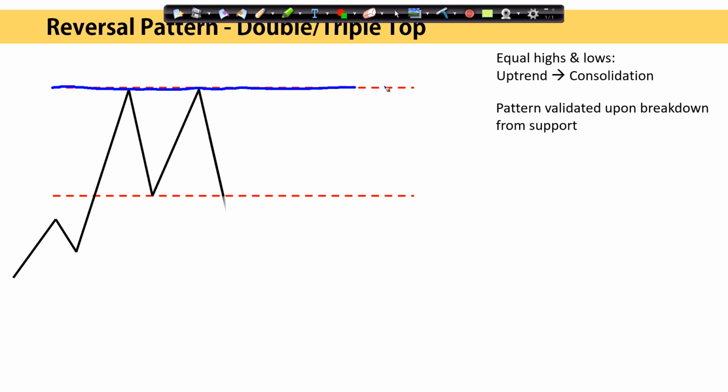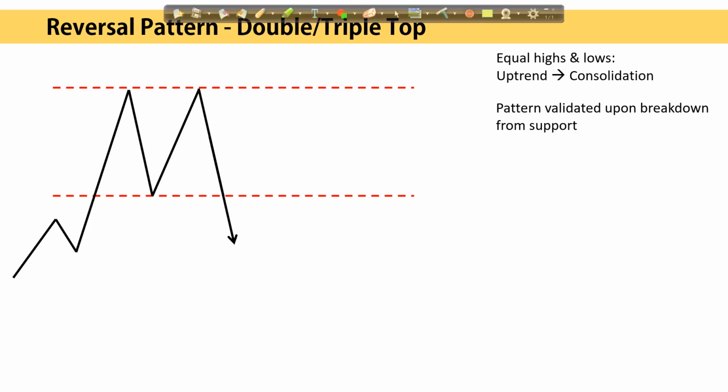And with this, we can draw a potential resistance over here and a potential support over here that's connecting 2 points. And also we can say that there is a potential double top pattern. Now keyword here is potential. It has not formed yet until prices break down from our potential support right here. Only when the breakdown is observed, then the double top pattern is valid.